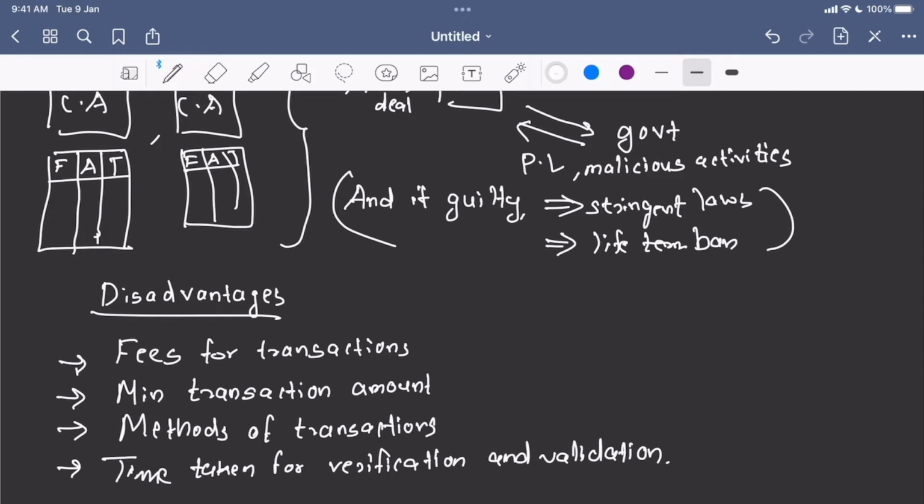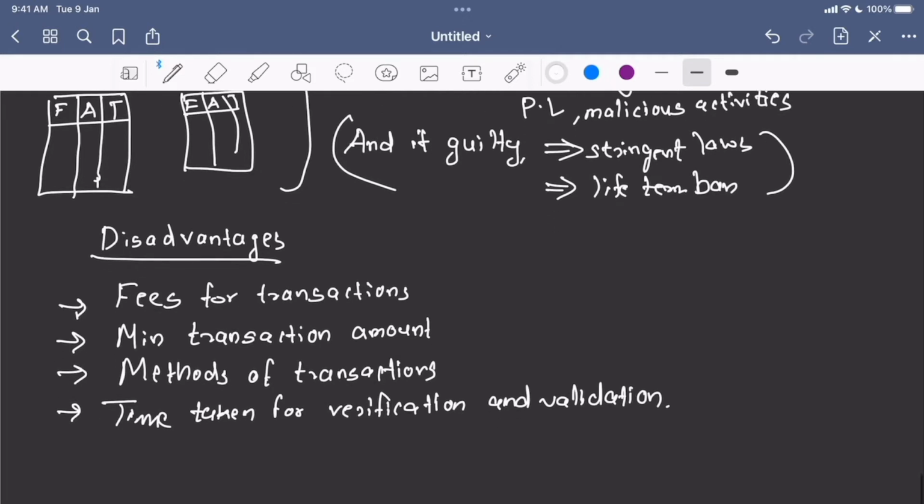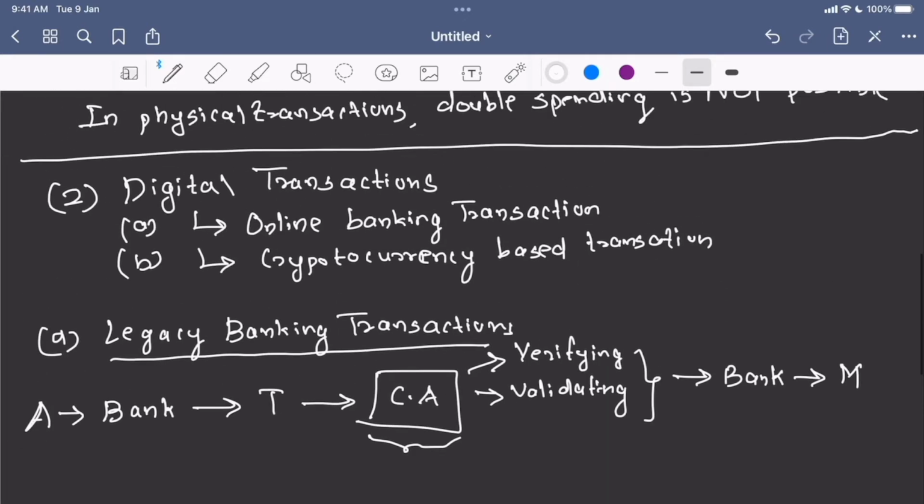They charge high fees and they have a minimum transaction amount. Like I can't send 0.5 of a dollar. They have minimum transaction amounts, and they will have different types of transactions. And the time taken for verification and validation will depend on those different types of transactions. So due to this, consumers will face many sorts of problems. As a result, we try to develop a system which is decentralized. This we call blockchain based transactions. So this is our B part.